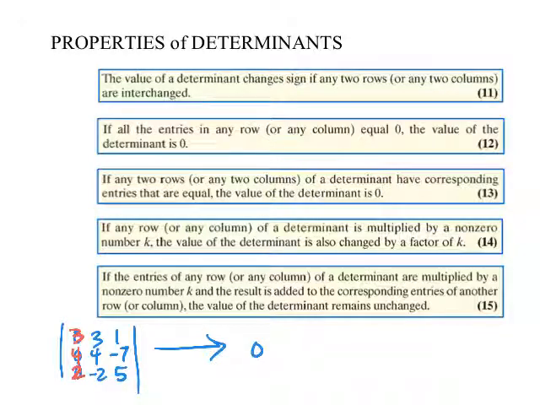Test it. Fourth one, if any row or column of a determinant is multiplied by a non-zero number k, the value of the determinant is also changed by a factor of k. So let's say we have a determinant. I'm going to change this one again, so now I can't have them be the same. So this new column will be 2, -4, 7. And I would find what it is. It's going to be some number. We'll call it D for determinant.